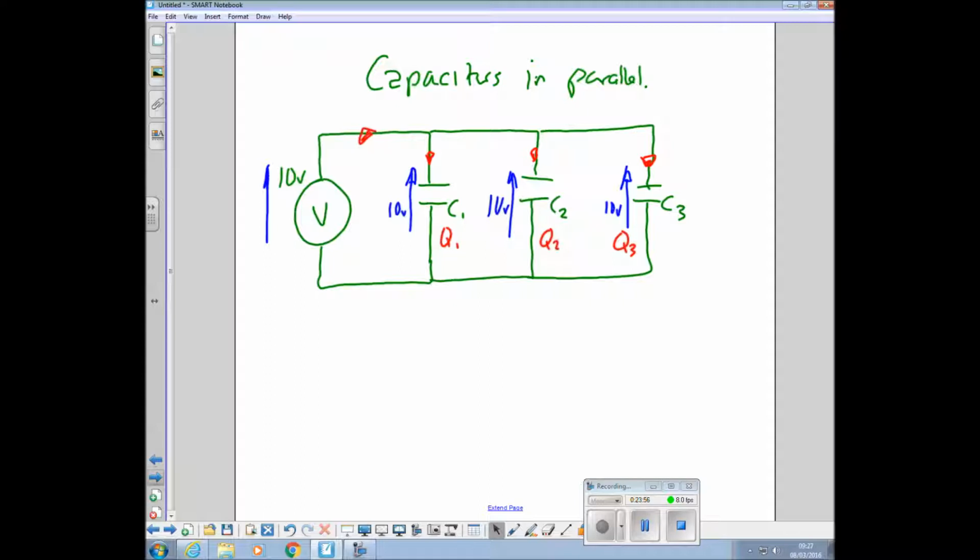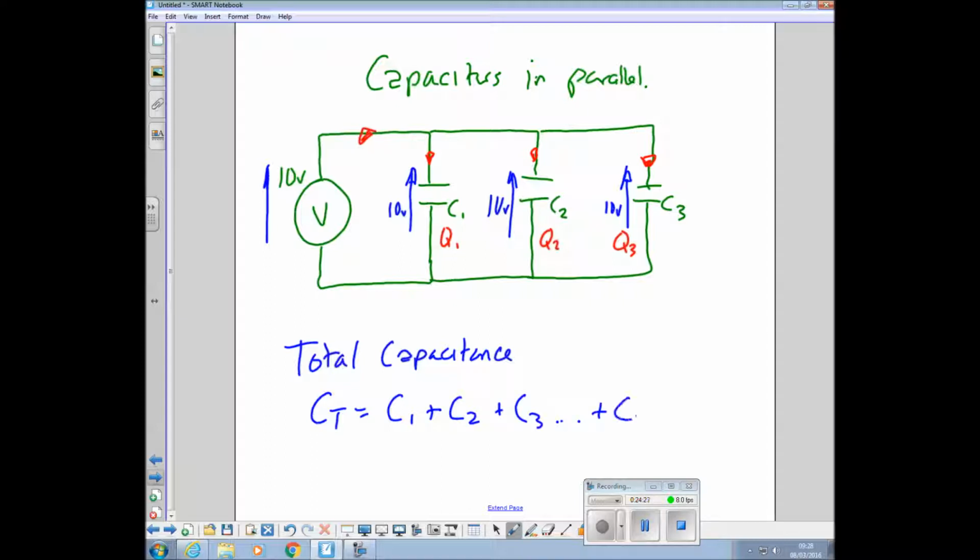So, you might have already looked forward in the notes, I don't know, but how do you think we calculate total capacitance? Add them all together. So for capacitors, parallel capacitors are like series resistors. We add them together. CT is equal to C1 plus C2 plus C3 plus Cn for any number of capacitors.